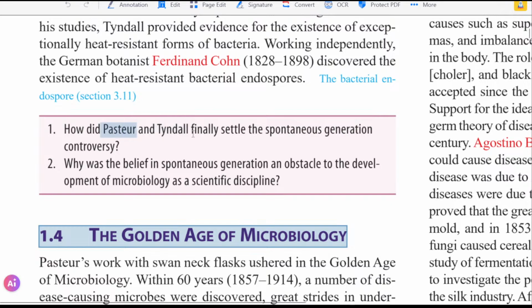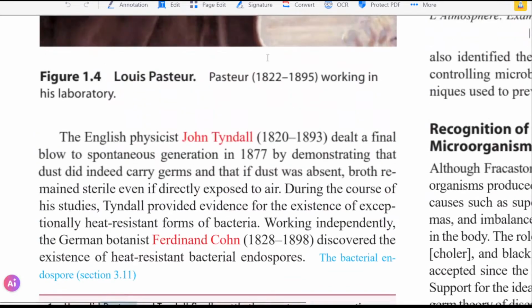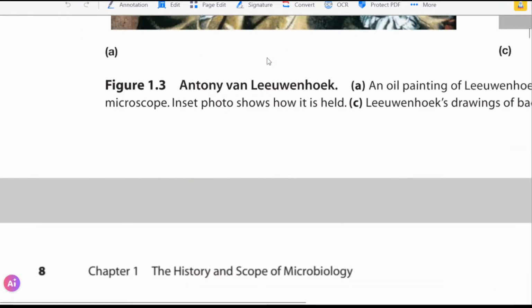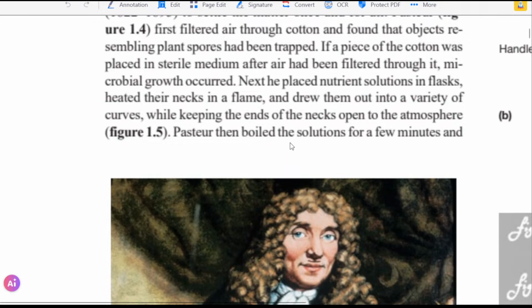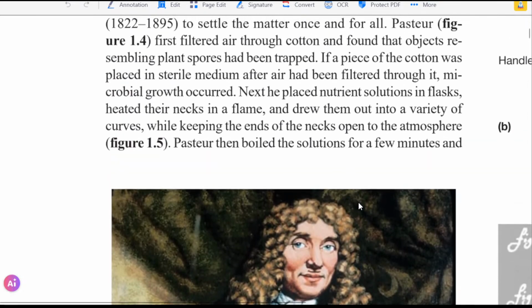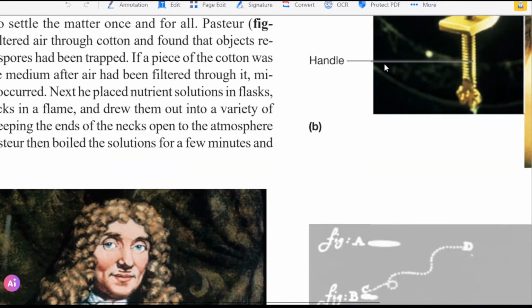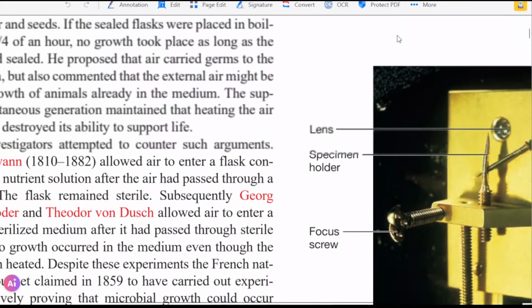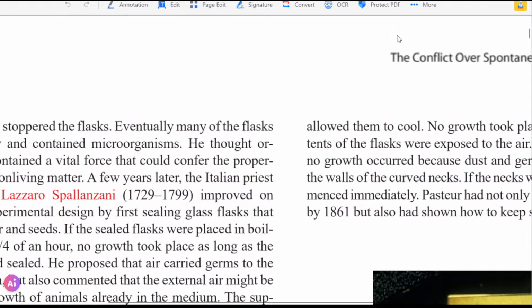So Pasteur did a series of experiments as well. John Tyndall just further proved that yeah, Pasteur was right. This is Pasteur. Now this is Leeuwenhoek, right? So Pasteur boiled the solution. So he sterilized the solution as well, and he sterilized the air as well. And how did he sterilize air?